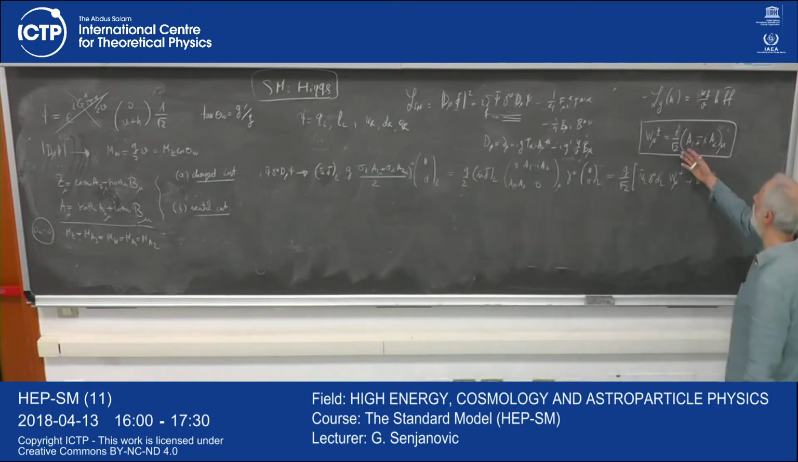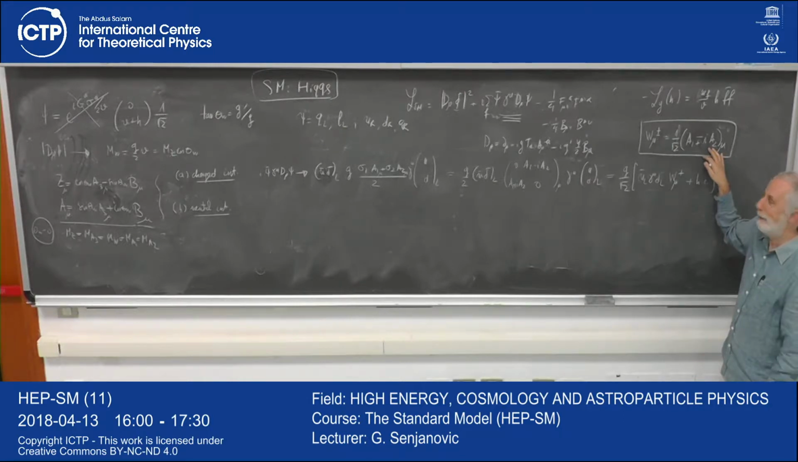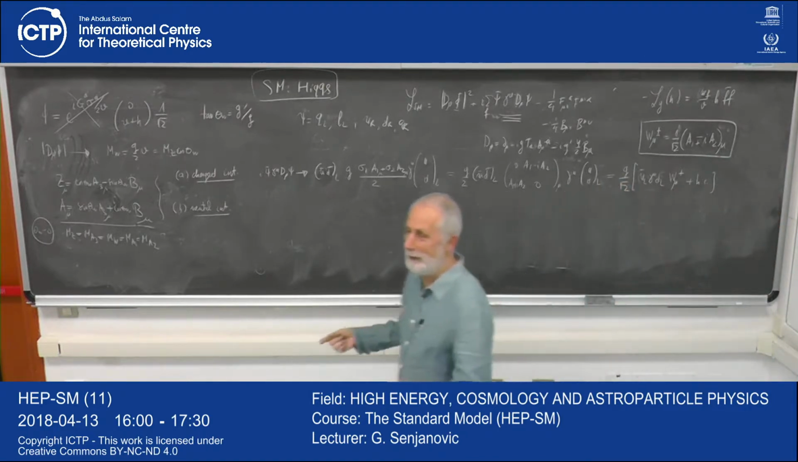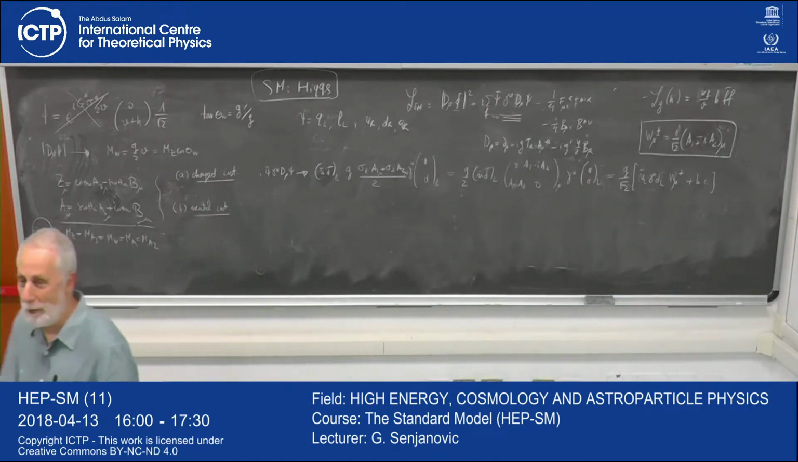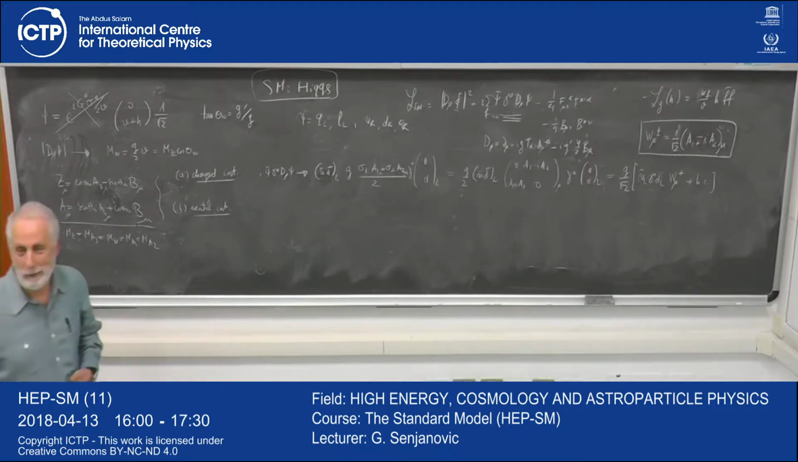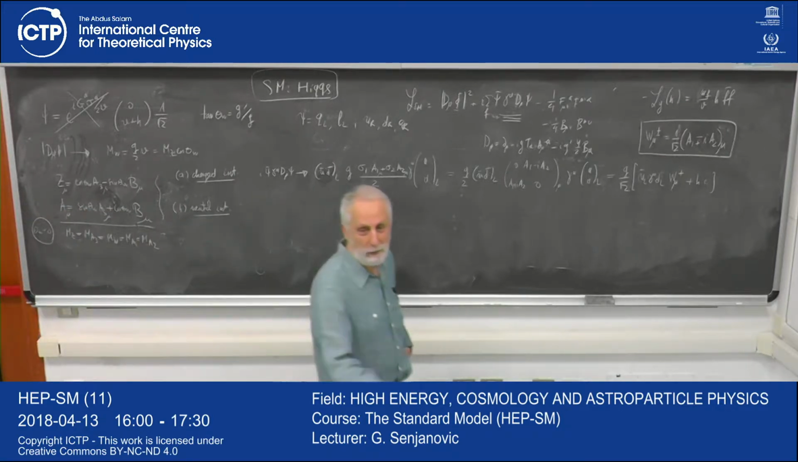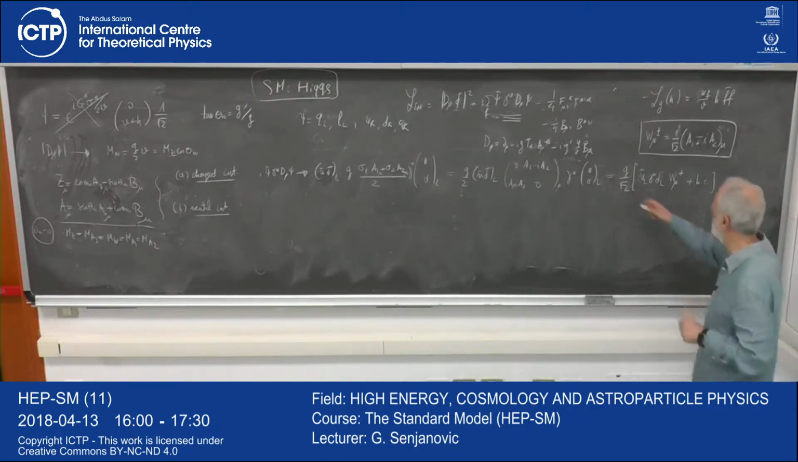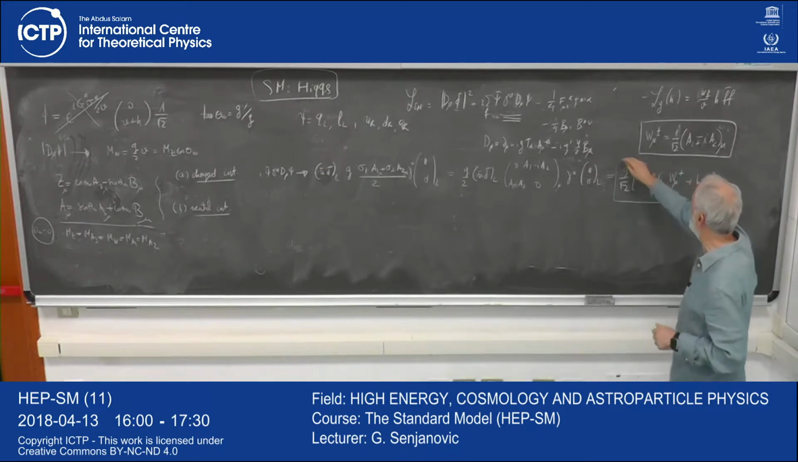And why do I use this language? It's always a better language for a charged particle to take a complex combination which has well-defined charge, right? That's why it works with the electron, not the real and imaginary components of the electron. You can always write the complex field as real plus imaginary, always the thing about variables. So this is okay. This is a charged current.